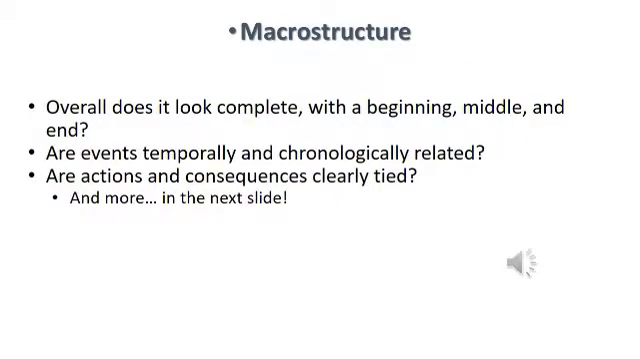At the macrostructure level, we would ask, does it look complete? Does the narrative have a beginning, a middle, and an end? Are the events temporally related to each other, or chronologically related? Are they sequential? Are the actions and consequences clearly tied? Is there a problem and then a solution, sort of thing, okay? And then there's more in the next slide.